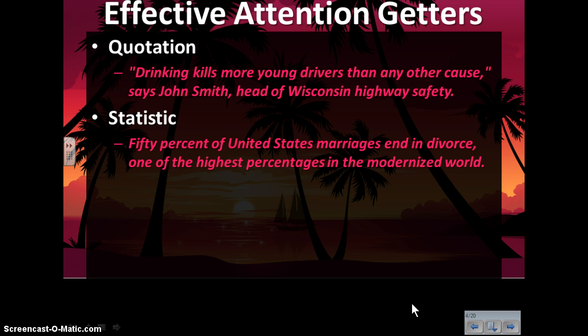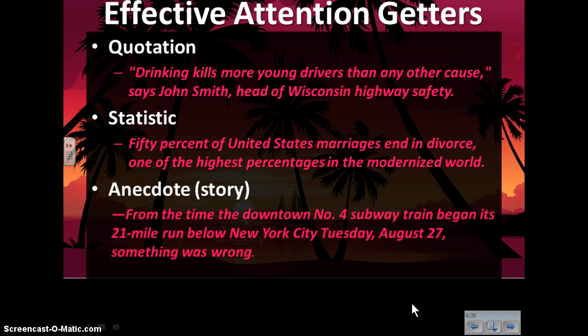The next type of effective attention getter is going to be an anecdote or a story. So, for example, from the time the downtown number 4 subway train began its 21-mile run below New York City Tuesday, August 27th, something was wrong. And so an anecdote or a story can be especially engaging because obviously if you're telling a story that's compelling, people are going to want to read more. They're going to want to know how that story relates to your topic.